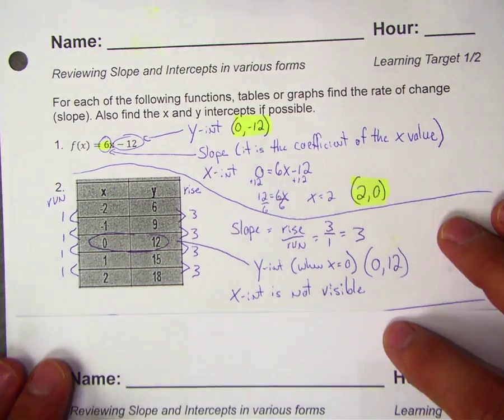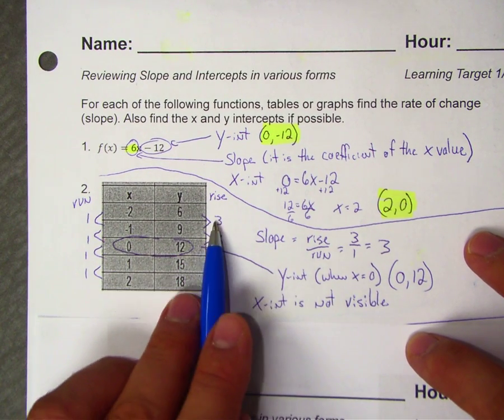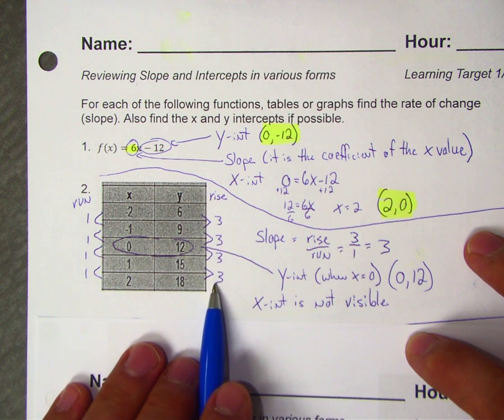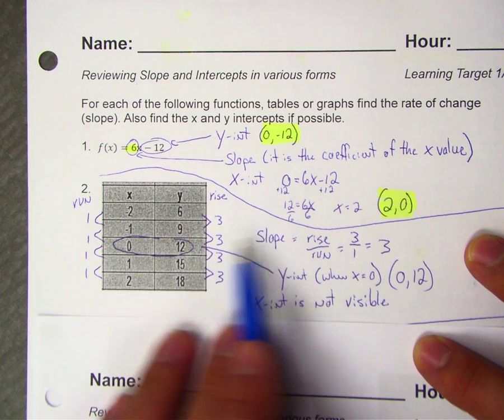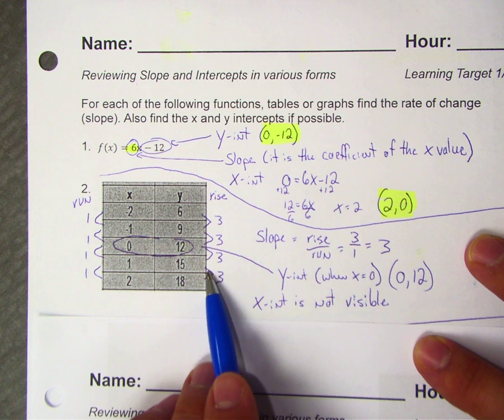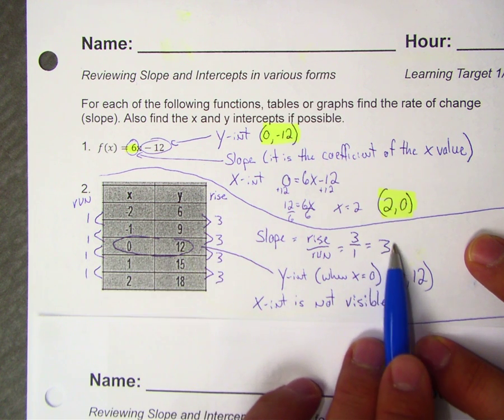For number 2, when we're looking at number 2, the first thing you want to do is find your changes. Your rise is your change in y. Your run is your change in x. And our slope then is the rise over run. So in this case, it's 3 over 1. 3 divided by 1 is 3, so our slope is 3.